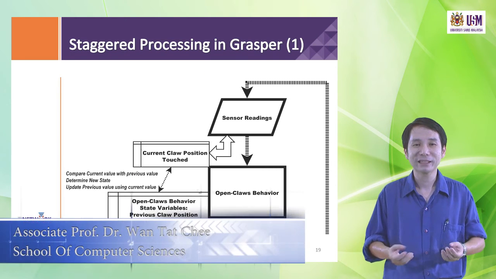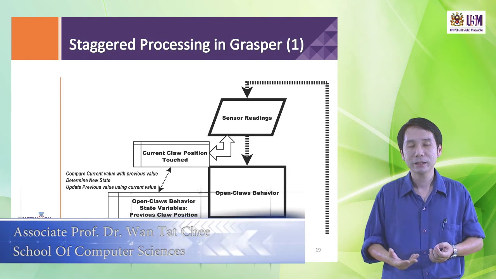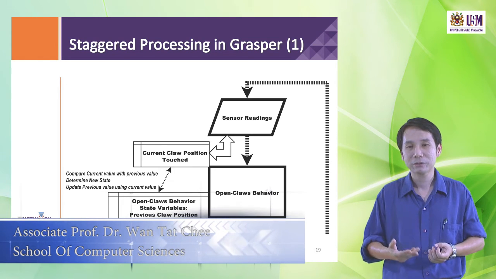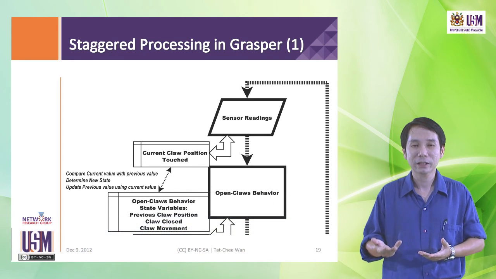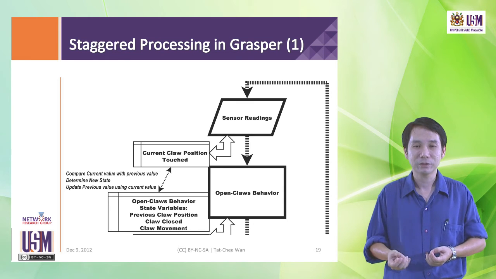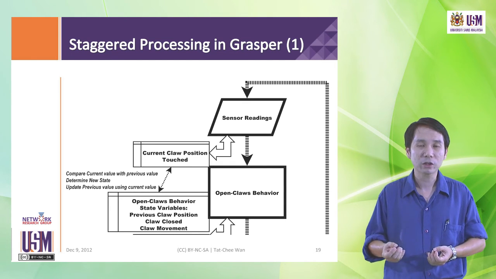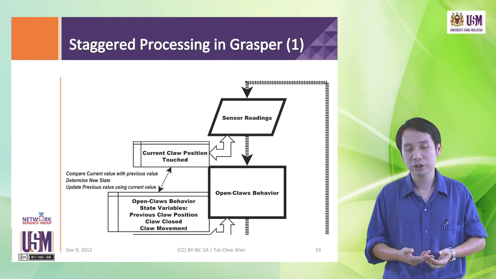So how do we perform the staggered processing or chunk processing in the robot? In this flowchart, we look at how various input values are processed. First of all, we have the sensor reading values. For the claw, we will retrieve the current claw position as well as the touch sensor status, whether it's touch or not touch. These values are stored into variables which are then used by the open claw's behavior to evaluate whether there has been a change in the current claw position compared to the previous claw position.